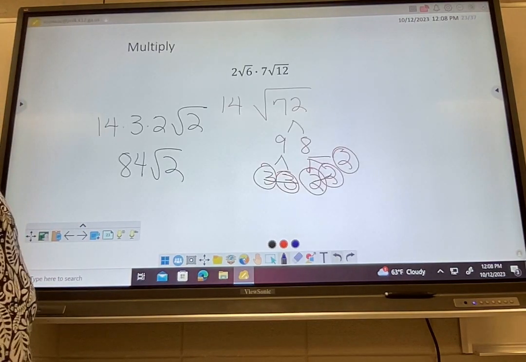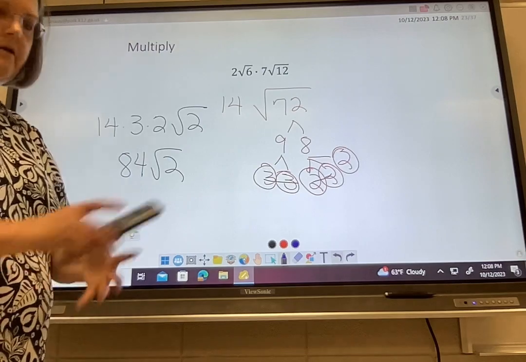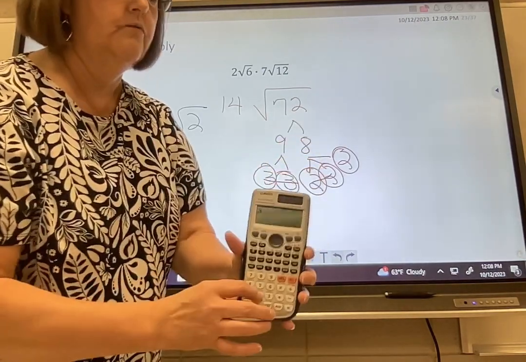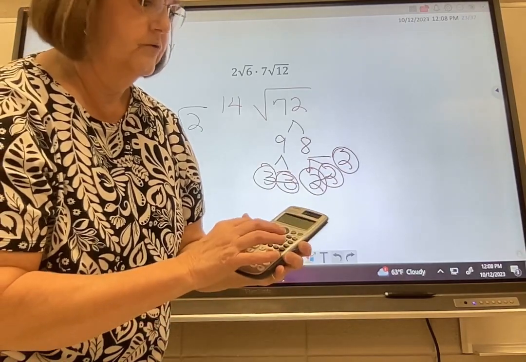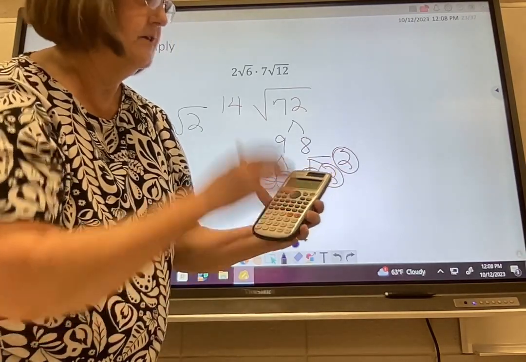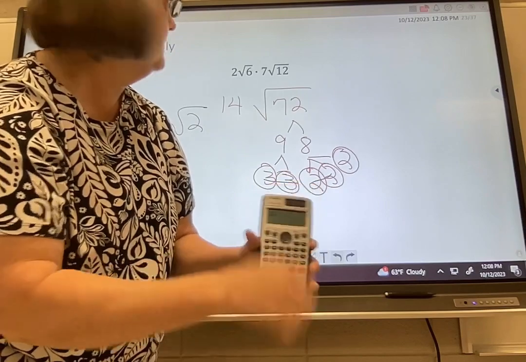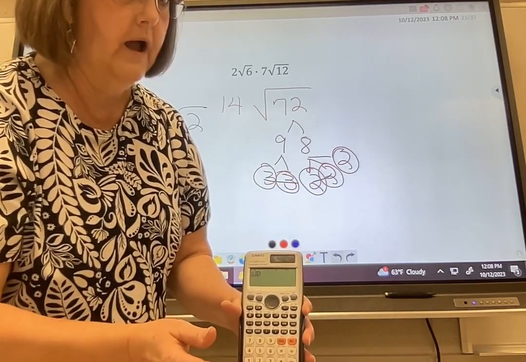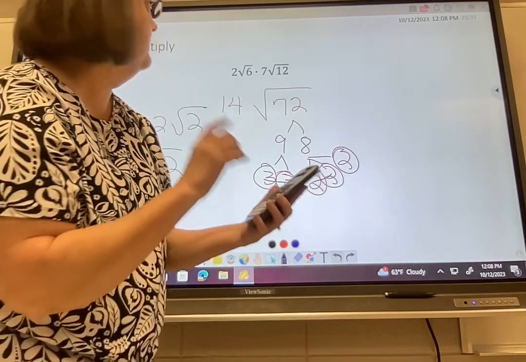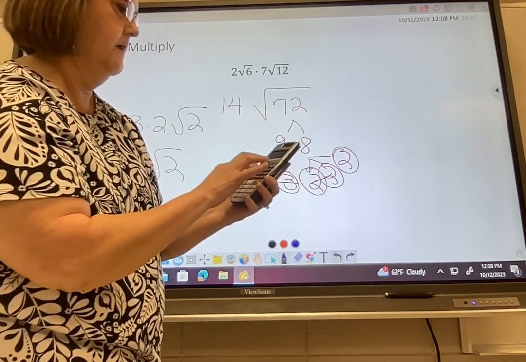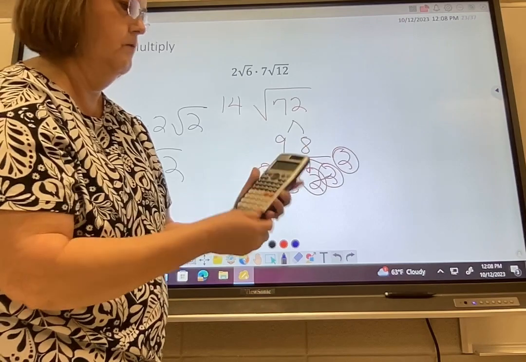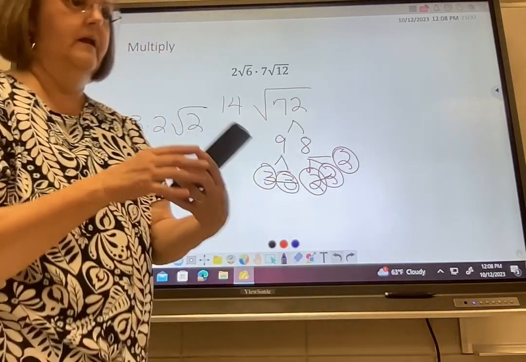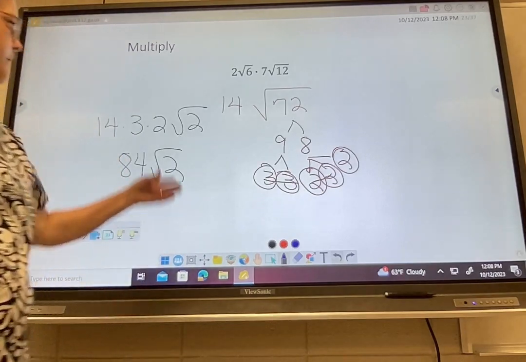All right, and then this one, you can honestly put that in your calculator just like it looks. You can do 2 square root 6. And this is what I mean: you cannot just go times. You have to toggle out, scale right and come out from under that radical. Now you go times 7 square roots of 12 and hit equal. And it tells you that is 84 square roots of 2.